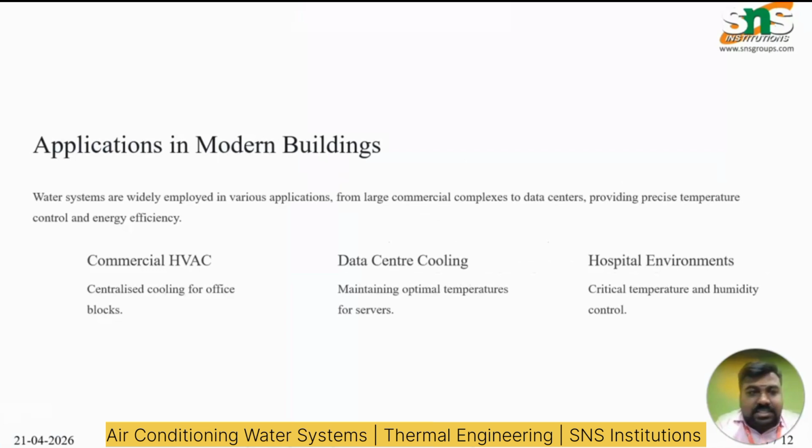Some of the applications in modern buildings are commercial heating, ventilation and air conditioning systems, data center cooling and hospital environment. Water systems are widely used in various applications from large commercial complexes to data centers, providing precise temperature control and energy efficiency. In commercial HVAC systems, there is centralized cooling for office blocks and commercial blocks. In data center cooling, maintaining the optimal temperature for the servers is very essential. In the hospital or medical environment, critical temperature and humidity control is needed.